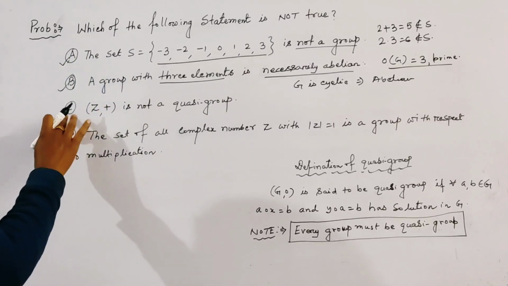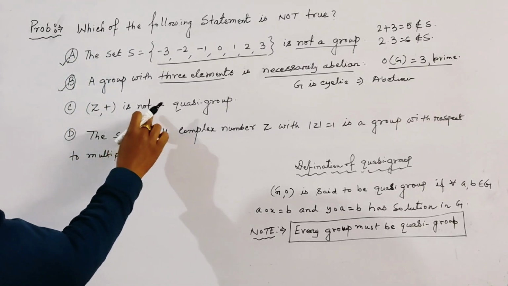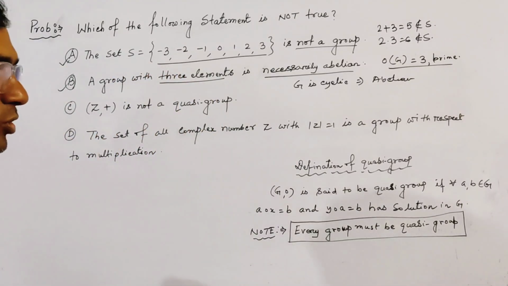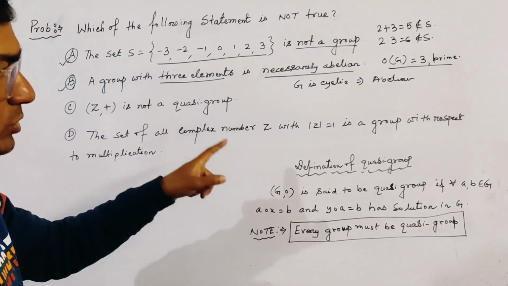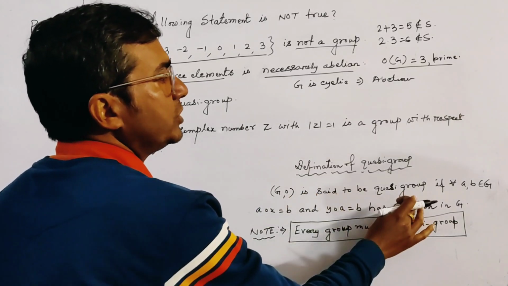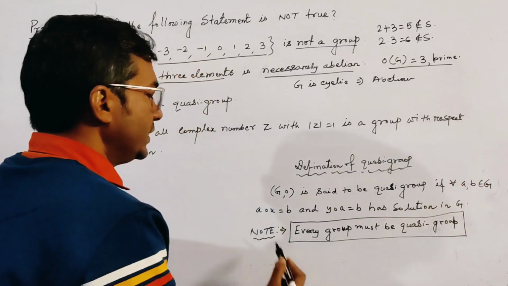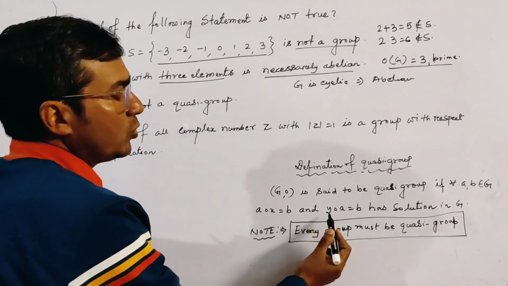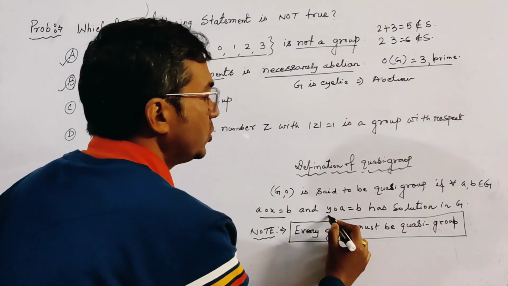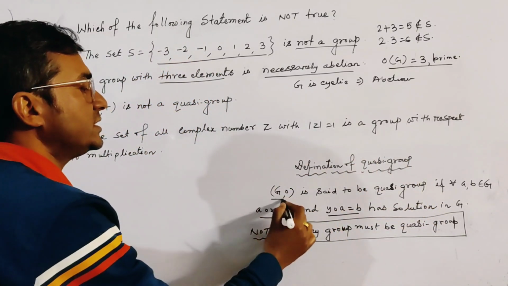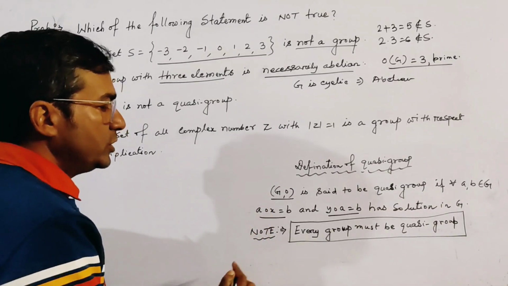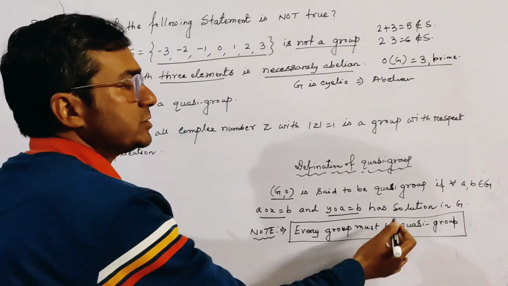Okay, and option number 3, Z plus is not a quasi group. Now we first need to know what a quasi group is. Here we have already written down the definition of a quasi group. G circle is said to be a quasi group if for all a, b belongs to G, a composition x equal to b, and y composition a equal to b, has a solution in G. If these two equations have a solution in G, then G circle is said to be a quasi group. And an important note about quasi groups, we write here, every group must be a quasi group.